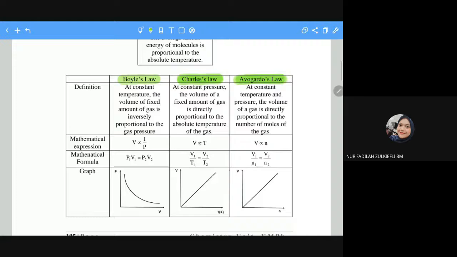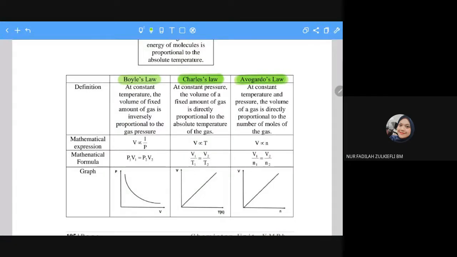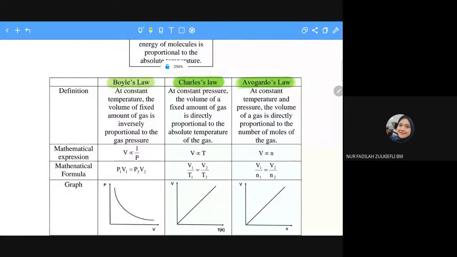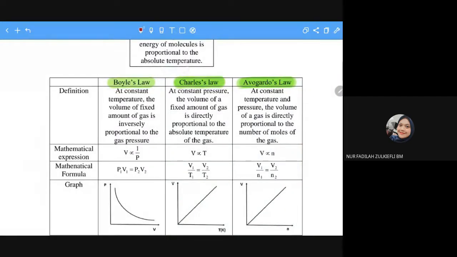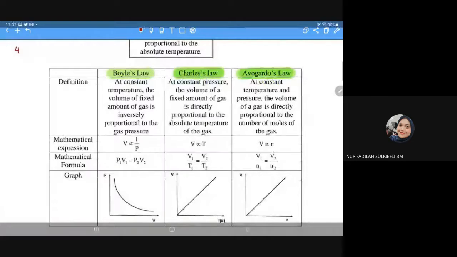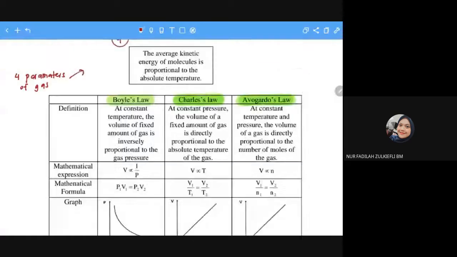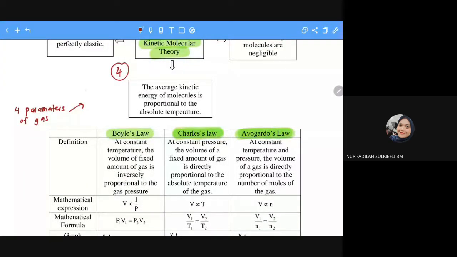Sekejap. Okay, dia dah jadi. Okay, right. So kita belajar dulu. Okay, let's take a look at Boyle's law, the first thing. Okay, so remember tadi, I said just now that kita ada 4 parameters of gas. 4 parameters of gas. Kita ada apa tadi? Number of mole of gas. Dan kita ada?